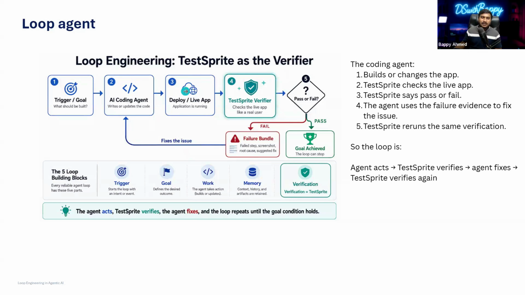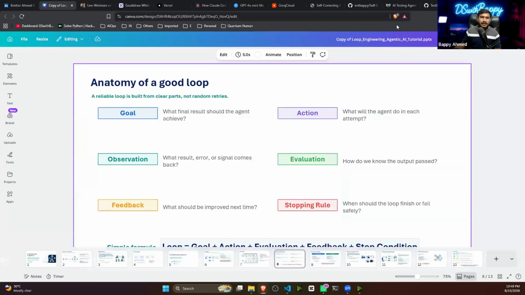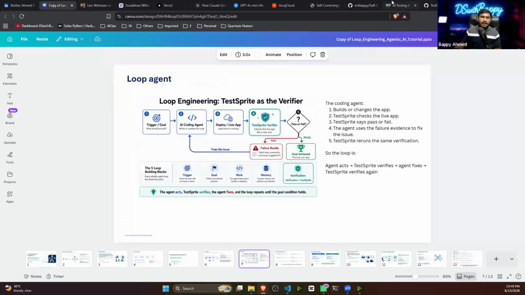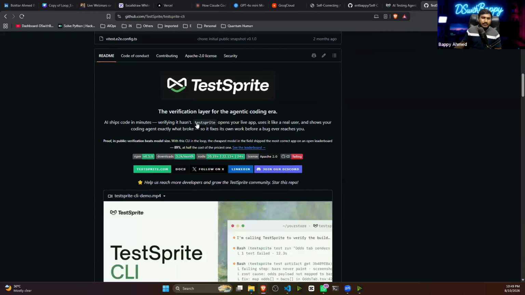Then it will run Test sprite again, which will verify the server and try to find bugs. If no bug is found, it will pass. Otherwise, it will generate a failure bundle again and send it to the AI coding agents. So this is the loop we have to create right now. We'll be using Test sprite as a verifier, and this is the Test sprite CLI we'll be using for that.